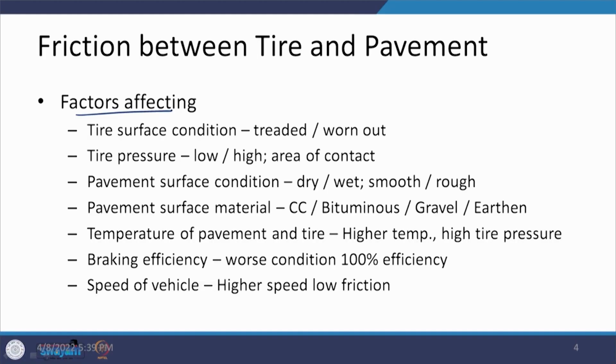Now, if we talk about the first factor, that is friction between tire and pavement, in this case again we have a set of factors which are going to affect it. If you look at these factors, what you can find is that they are either related with the tire, or related with the pavement, or related with the vehicle characteristics.